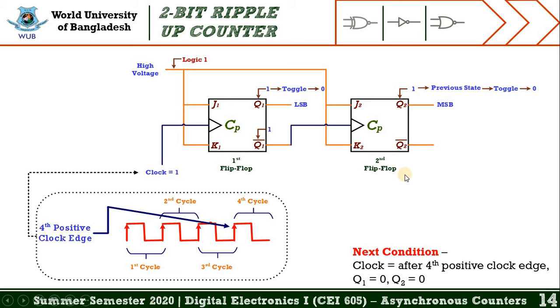And if you look at the condition section, you may find the value of clock is 1, or you can say after 4 positive clock edges, the value of q1 is equal to 0 and the value of q2 is equal to 0. So let's move into the next slide to explore the truth table, which consists of the previous couple of slides.